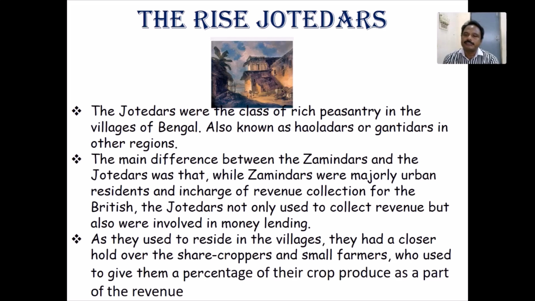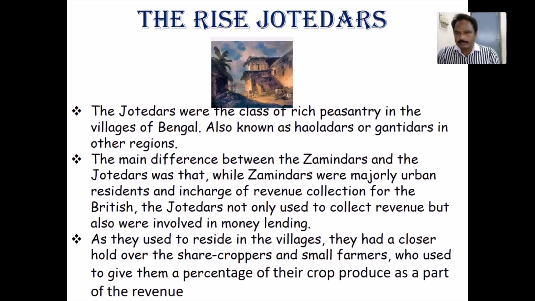The main difference between the Jamindars and the Jotidars was that while Jamindars were mostly urban residents and in charge of revenue collection for the British, the Jotidars not only used to collect revenue but also were involved in money lending. As they used to reside in the villages, they had a closer hold over the sharecroppers and small farmers, who used to give them a percentage of their crop produce as a part of the revenue.